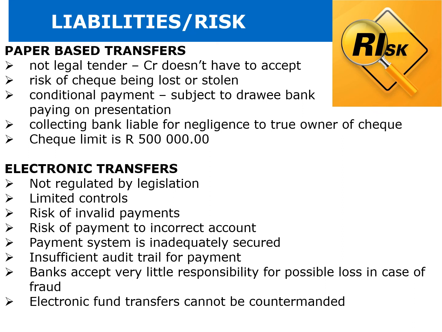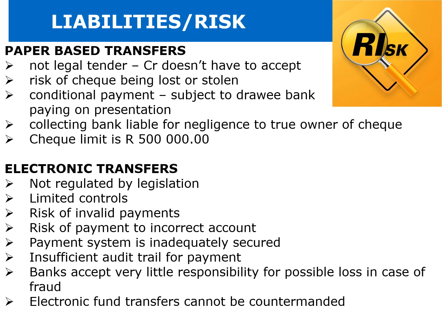The payment system is inadequately secured, and there's often an insufficient audit trail for payment. So, for example, with a check, you have a physical piece of paper that is being delivered from the person who's actually drawing the check. So the drawer delivers the check to the payee, but the payee might then decide to negotiate the check to another party, but there's a physical trail of how the check moves from one party to another, whereas with EFT there isn't this audit trail.